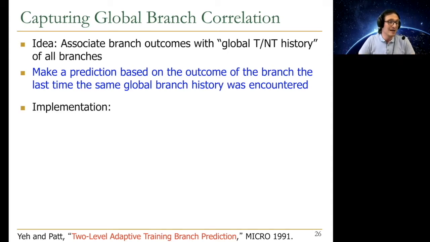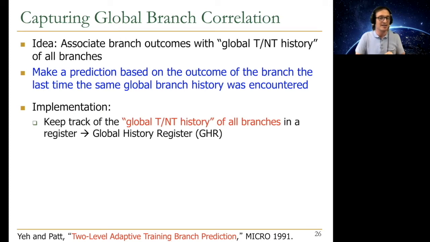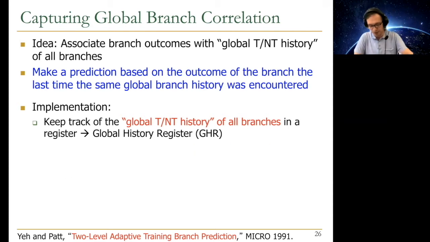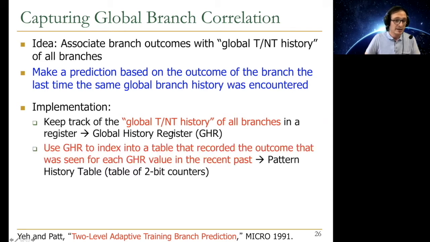Okay, so one implementation of it, which is the most common implementation actually, you keep track of the global taken, not taken history of all branches in a register called global history register, GHR. I'm going to give you an example of this. And in fact, the Scott McFarling combining branch predictors technical report that I assigned as reading calls it global register. It's the same thing. And you use the global history register to index into a table that recorded the outcome that was seen for each global history register value in the recent past.